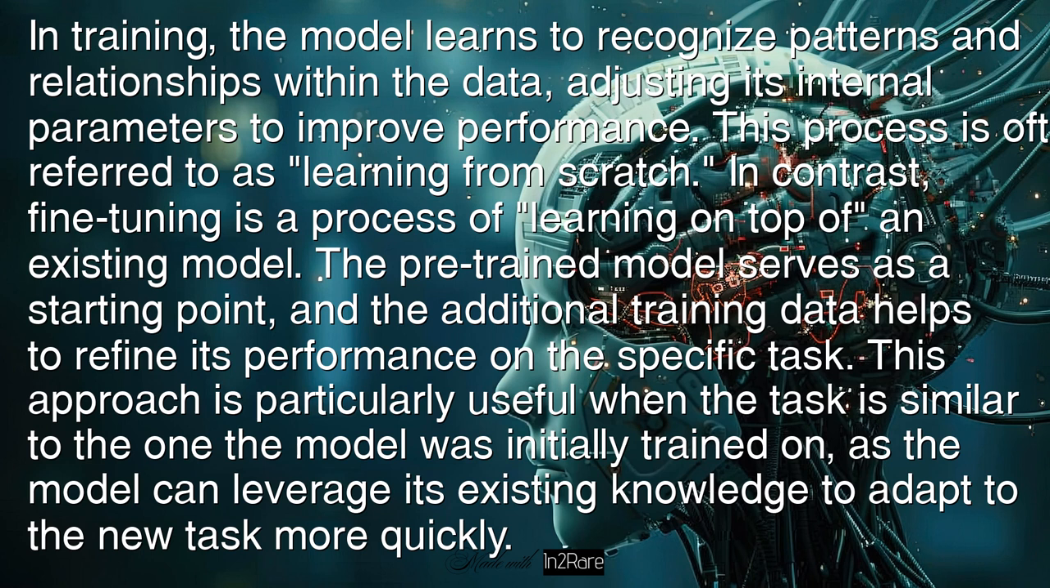In training, the model learns to recognize patterns and relationships within the data, adjusting its internal parameters to improve performance. This process is often referred to as learning from scratch. In contrast, fine-tuning is a process of learning on top of an existing model. The pre-trained model serves as a starting point, and the additional training data helps to refine its performance on the specific task. This approach is particularly useful when the task is similar to the one the model was initially trained on, as the model can leverage its existing knowledge to adapt to the new task more quickly.